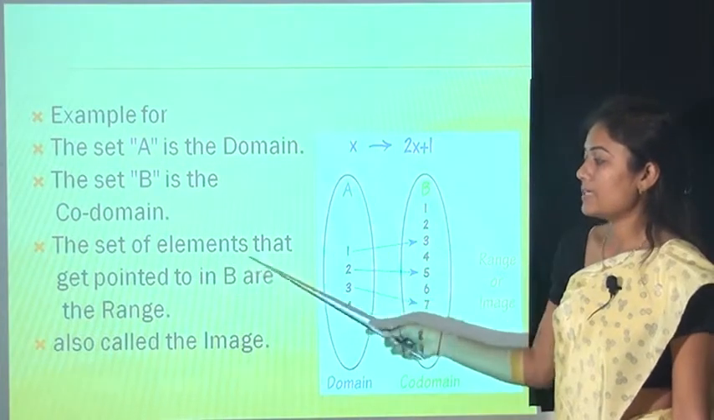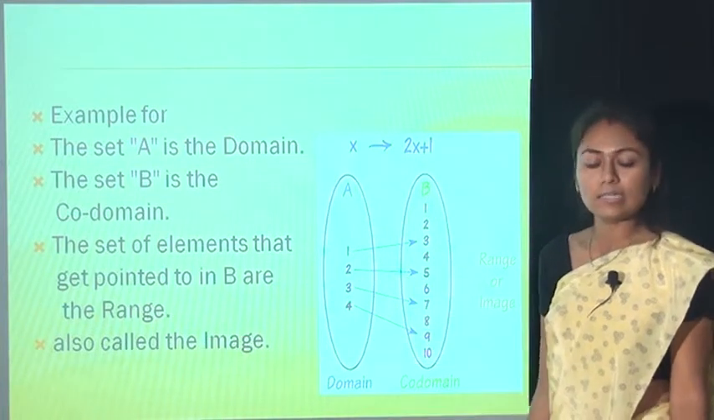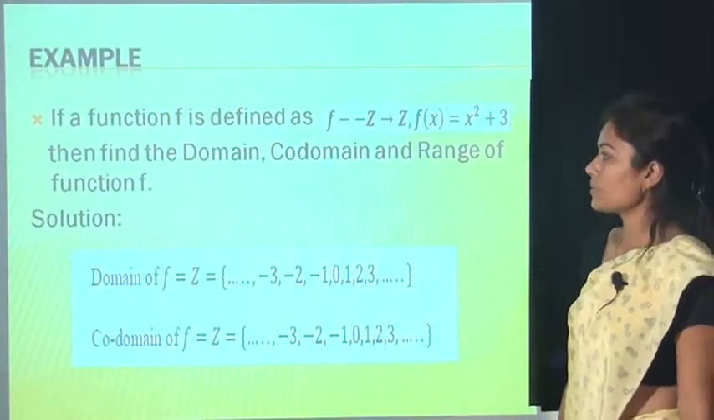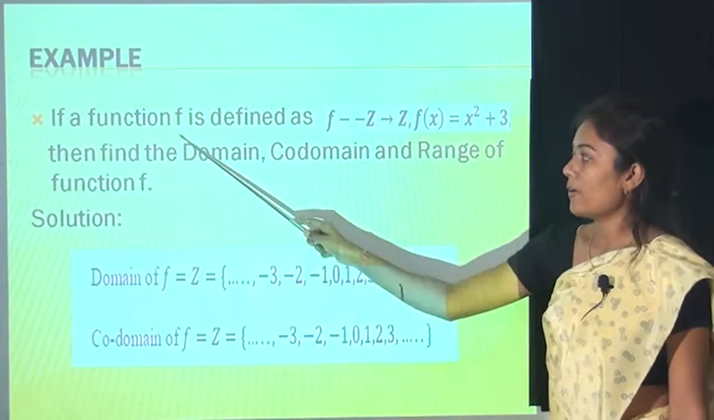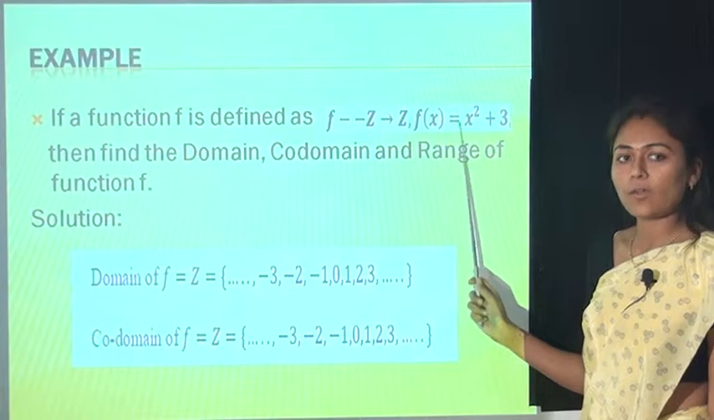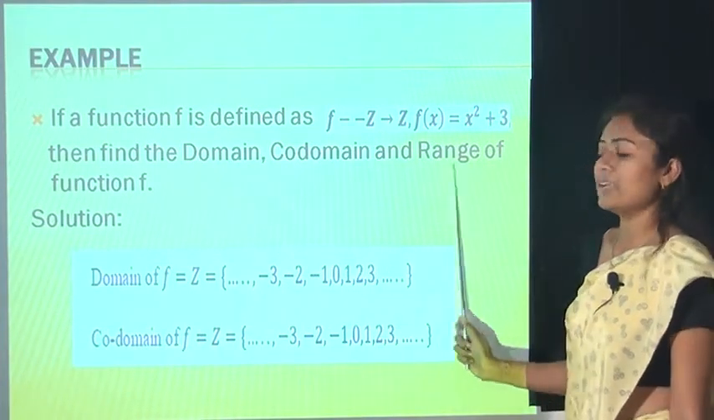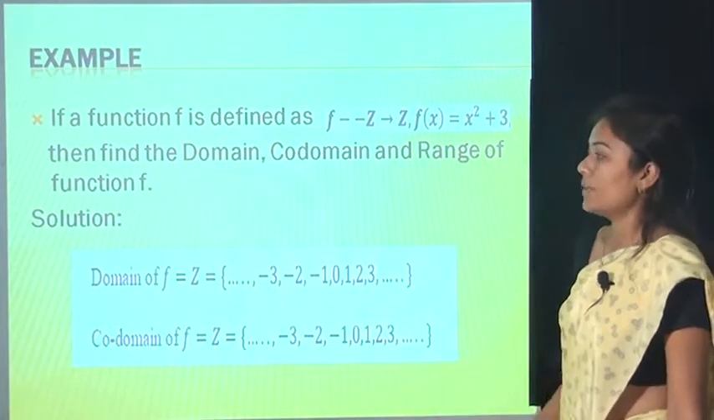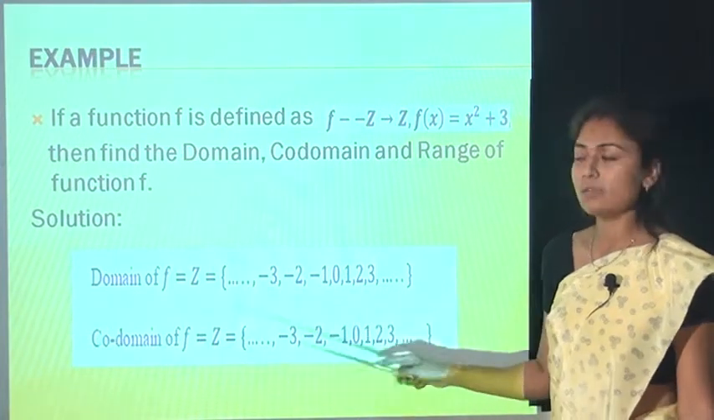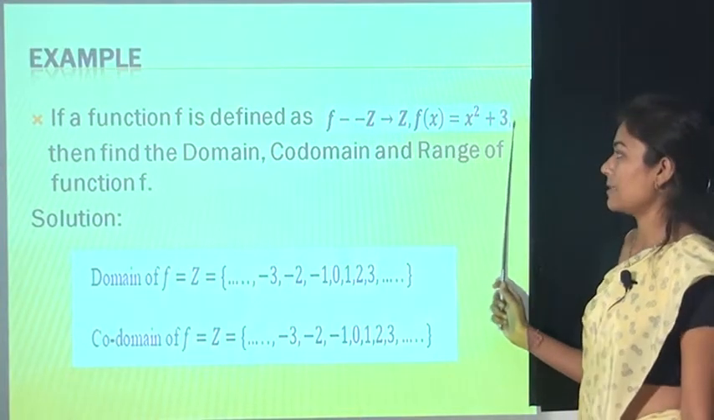The set of elements that get pointed to in B are the range. It is also called the image. Now an example: if a function f is defined as f from Z to Z, f of x equals x square plus 3, then find the domain, codomain and range of function f.